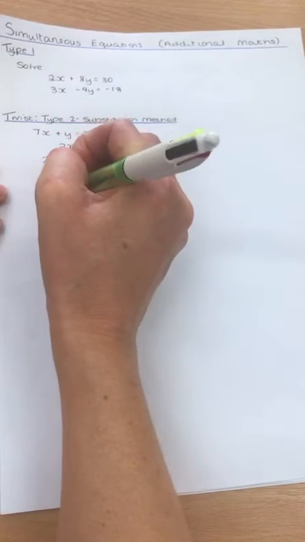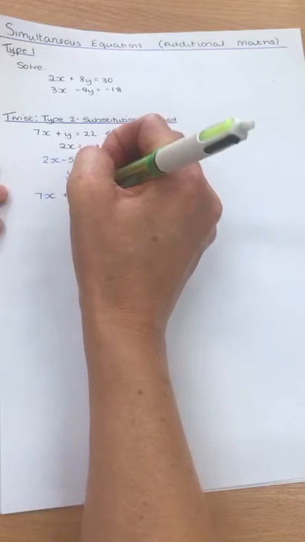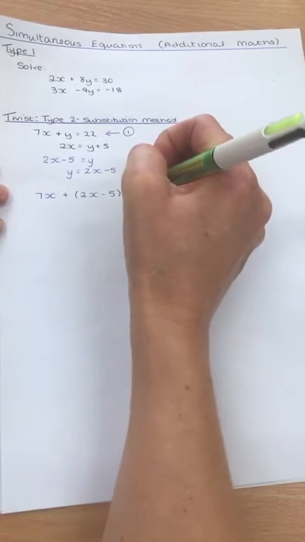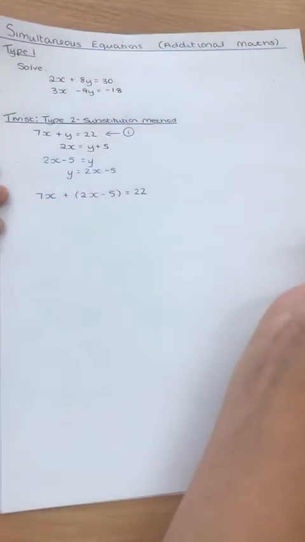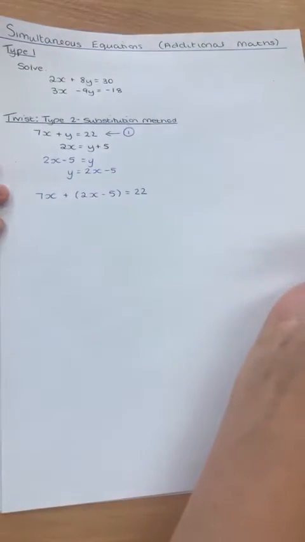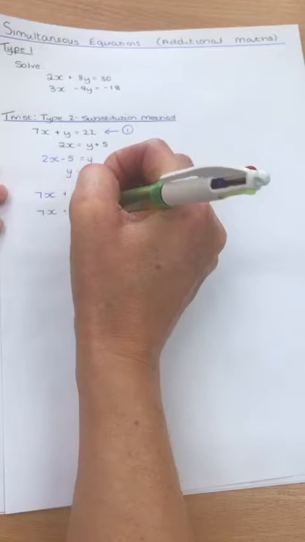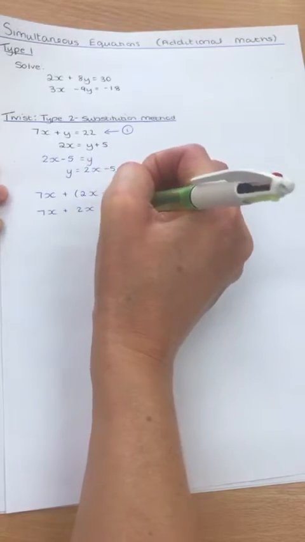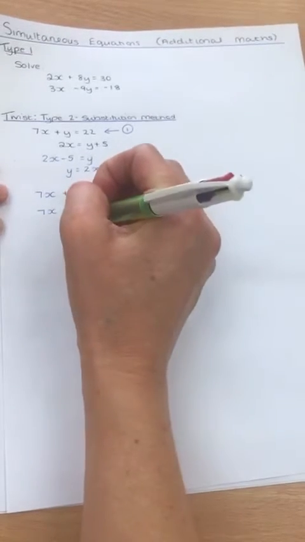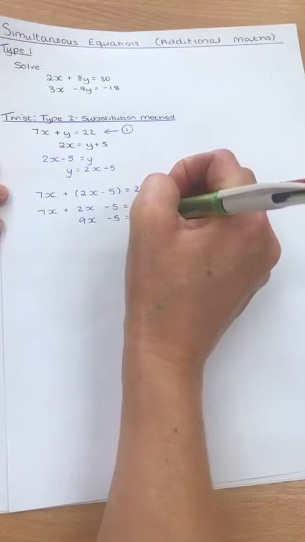So my equation is 7x, and then I'm going to add in y, which I'm keeping in brackets because there will be times when there's a coefficient of y and it will need to stay in the brackets. So there's my 7x, there's my y, and there's my 22. And then I'm going to simplify this left-hand side as much as I can. So adding the 7x and the 2x gives me 9x, minus 5 is equal to 22.